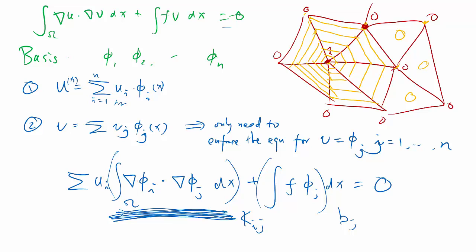Just like in the 1D case, Kij is going to be 0 if i and j do not share an interval. In this case, if i is here and j is here and they don't share a triangle, they don't share any. Kij would only be non-zero if i and j are sharing some triangle at least.